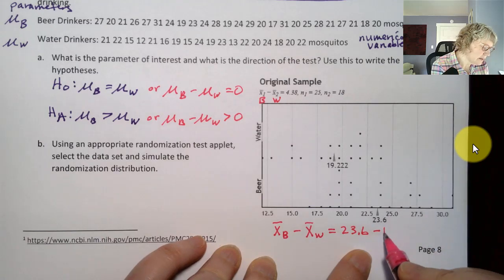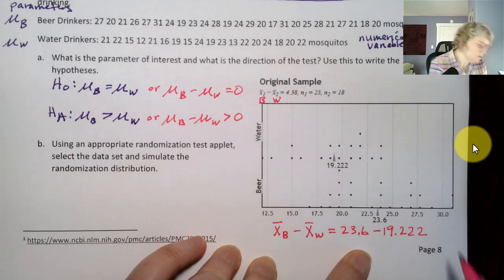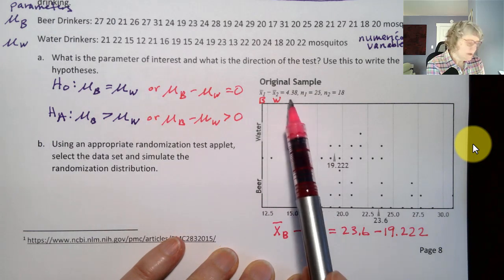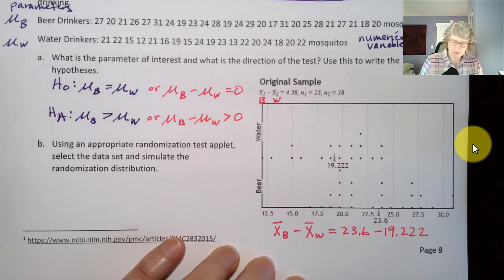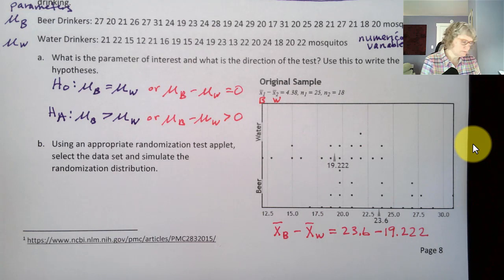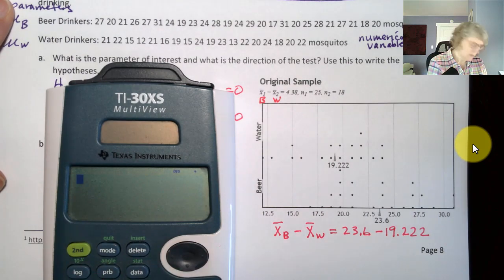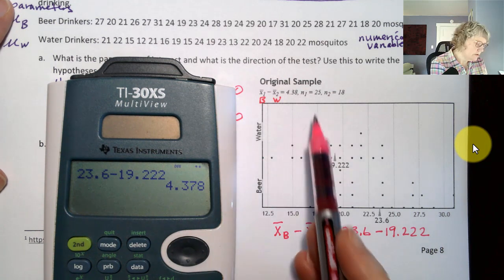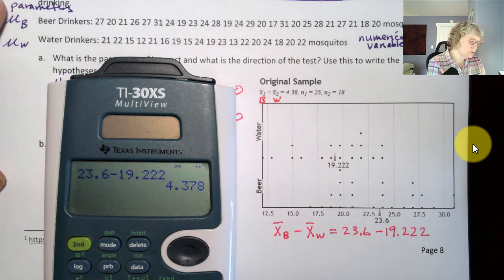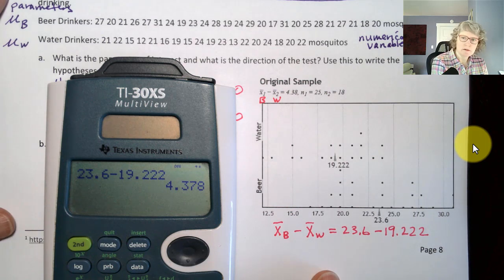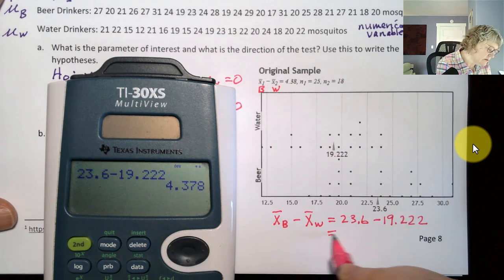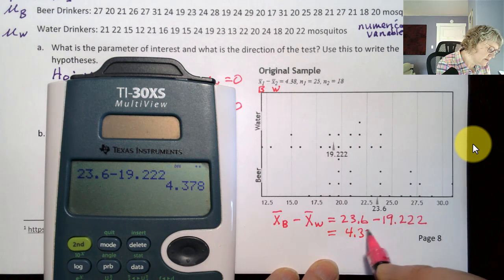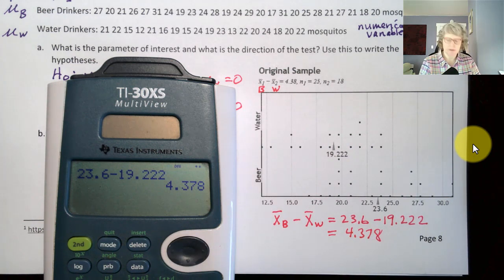23.6 minus 19.222, and that should equal, if we have the order correct, 4.38, right? 23.6 minus 19.222 is 4.378, and they put 4.38. Okay, so they rounded to 2 digits there. I'm going to write equals 4.378. Okay, what are the units on that?